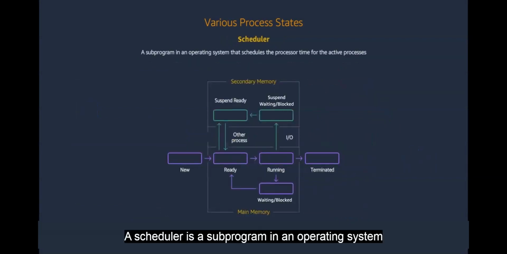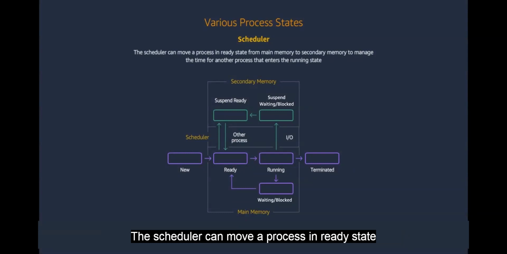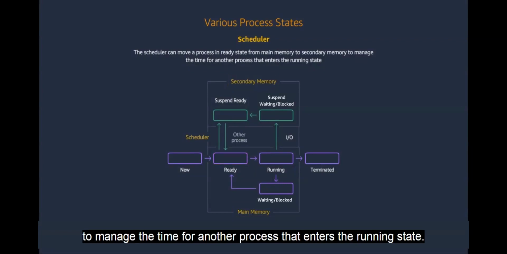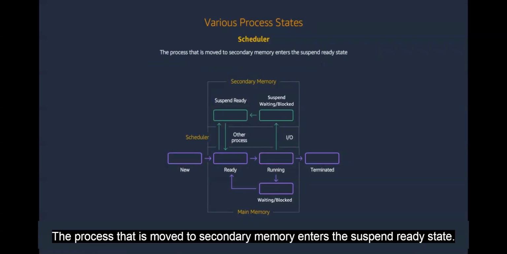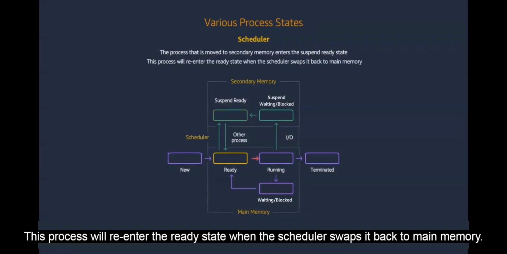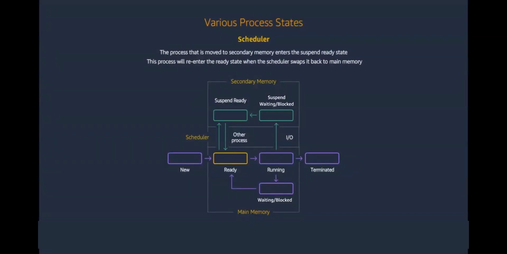A scheduler is a subprogram in an operating system that schedules the processor time for the active processes. The scheduler can move a process in ready state from main memory to secondary memory to manage the time for another process that enters the running state. The process that is moved to secondary memory enters the suspend ready state. This process will re-enter the ready state when the scheduler swaps it back to main memory.